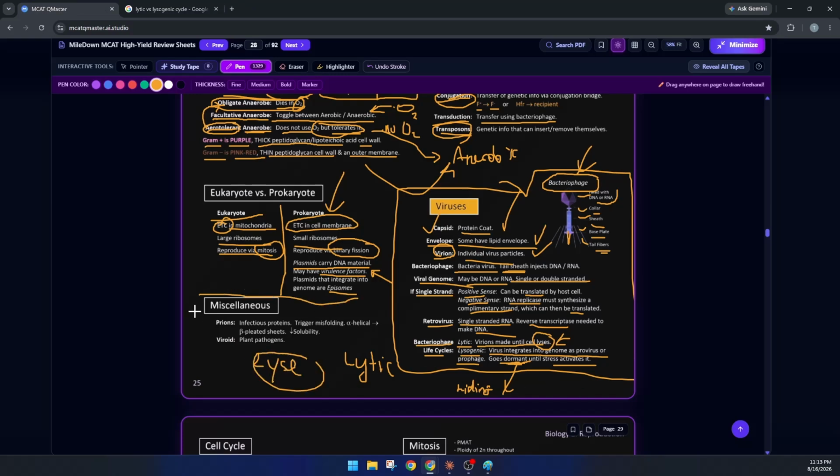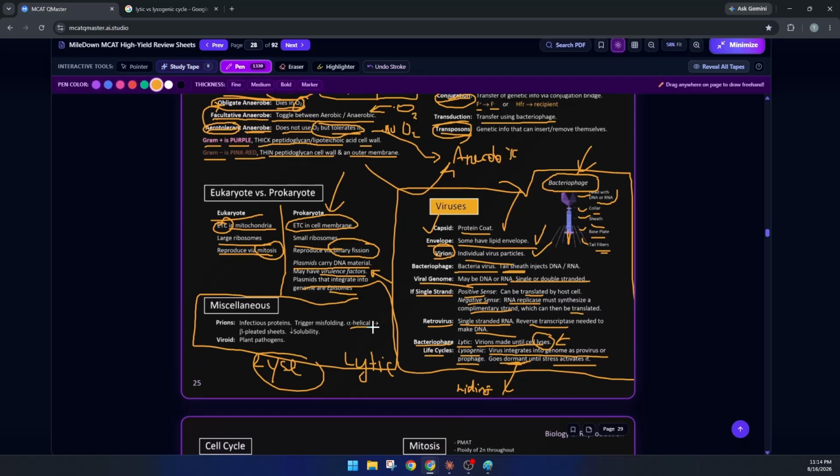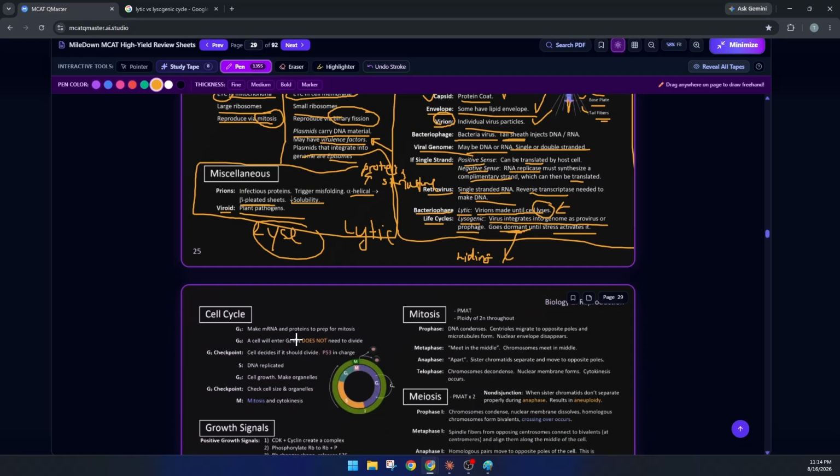And then miscellaneous, this is probably mild, I didn't know where to put this. Prions are infectious proteins. They trigger misfolding of the alpha helical and beta pleated sheets. Alpha helical and beta pleated sheets is in reference to protein structure. Protein structure you learn in biochemistry, so if you don't really know that, you can review that as well. Leads to less solubility, and then viroid plant pathogens.